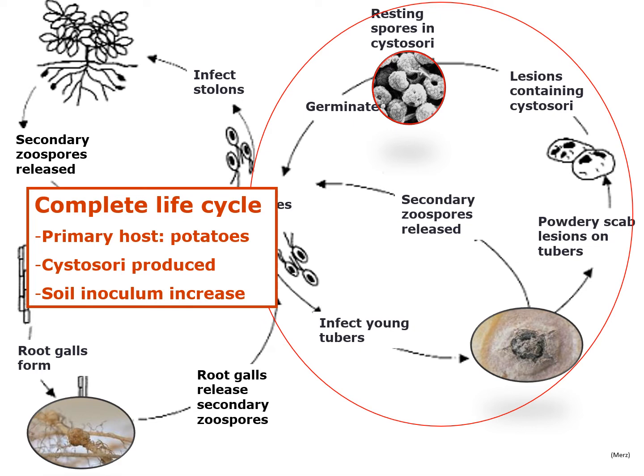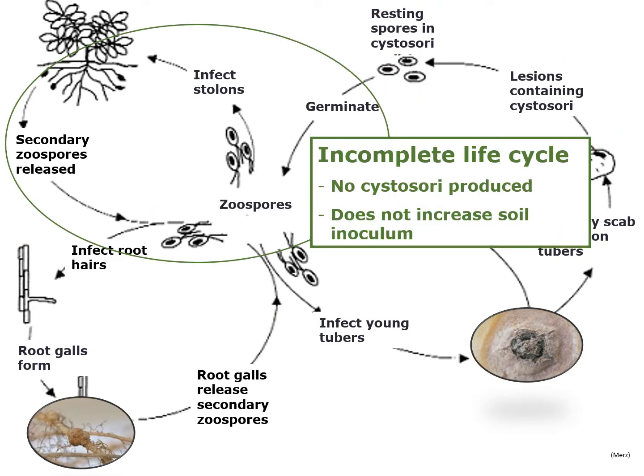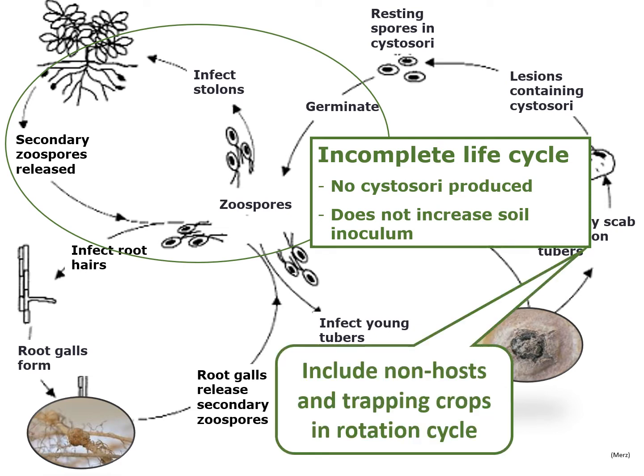And in this life cycle, the pathogen is able to produce cystospore again, thus increasing the soil inoculum. So we want to avoid these kind of primary hosts in any rotation cycle with potatoes. On the other hand, there is an incomplete life cycle in which no cystospore are produced due to something lacking in the plant that does not allow the pathogen to produce resting spores and cystospore after infection. So this life cycle does not increase the soil inoculum. And for that reason, one would like to include these non-hosts and trapping crops in a rotation cycle.